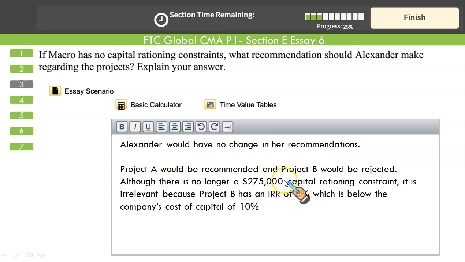Project A will be invested, even if you have less cash or more cash. Project B is not worth it. It is giving you less return than our cost of capital. Not recommended at all. Done. Question number 4.